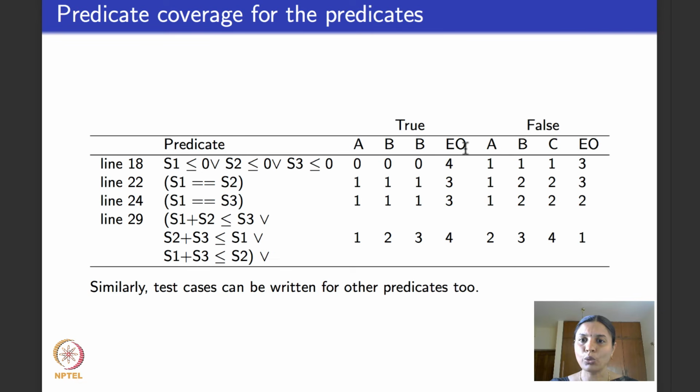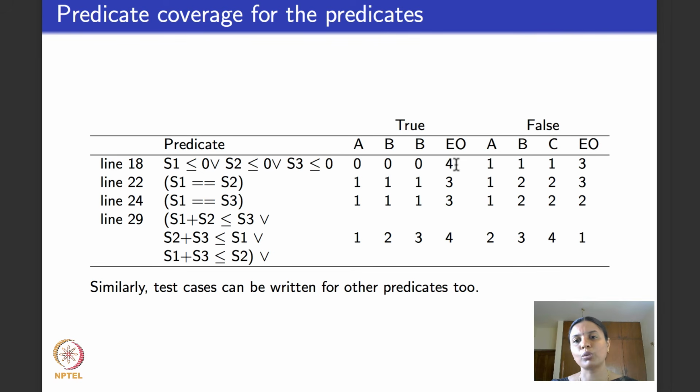And what does EO represent? EO represents expected output. So it says if the inputs to the three sides of a triangle A, B and C are these three, then the expected output should be 3. And if the expected output is 3, then predicate coverage is tested for being false. So similarly, predicate coverage is tested for being true. All the three triangles have input 0.